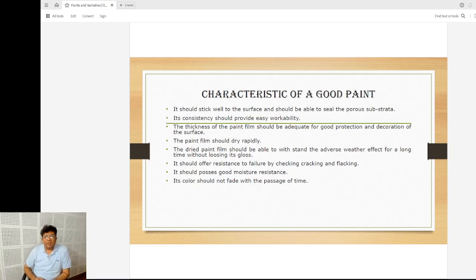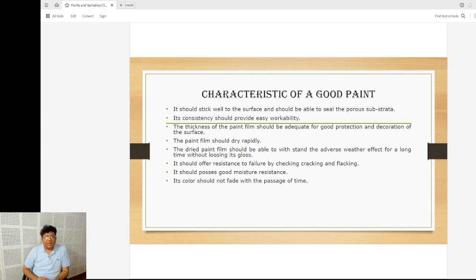The thickness of the paint film should be adequate for good protection and decoration of the surface. The paint film should dry rapidly. Why is this important? Because if it does not dry rapidly, dust and other particles will start settling on the paint surface.